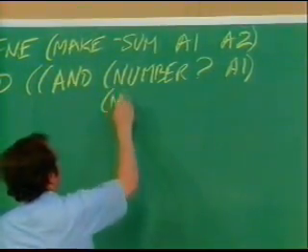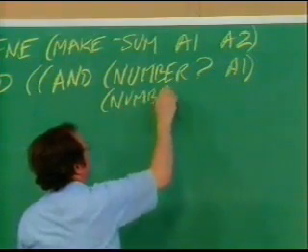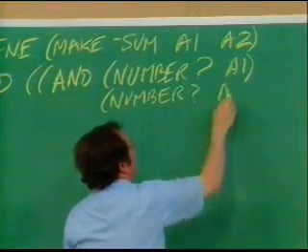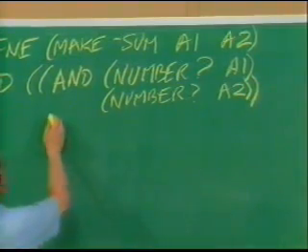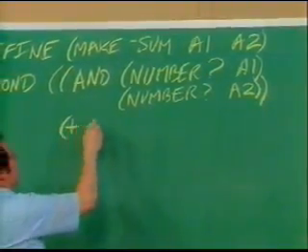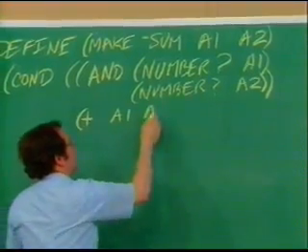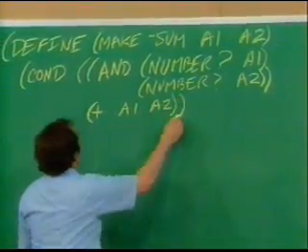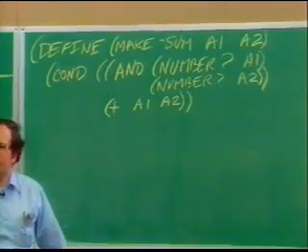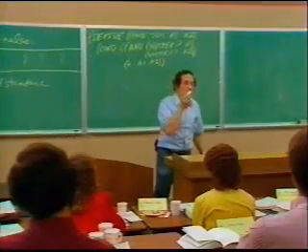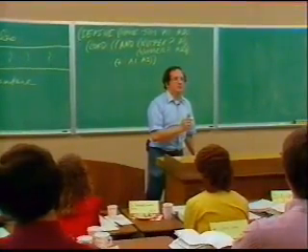And if A2 is a number, meaning they're not symbolic expressions, then why not do the addition now? The result is just the plus of A1 and A2. I'm not asking if these represent numbers. Of course, all of these symbols represent numbers. Okay? I'm talking about whether the one I've got is the number 3 right now.